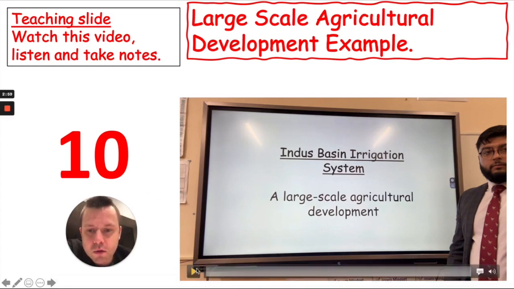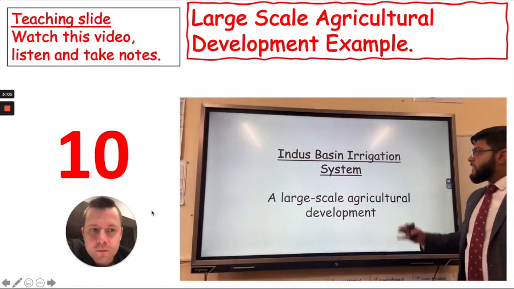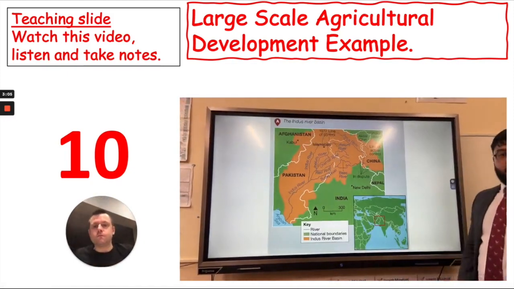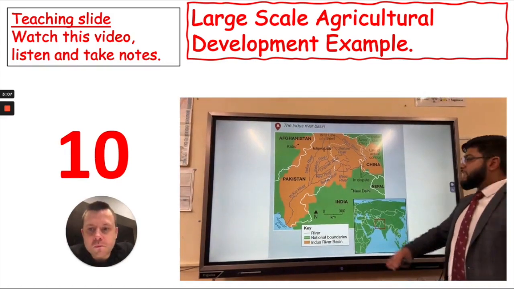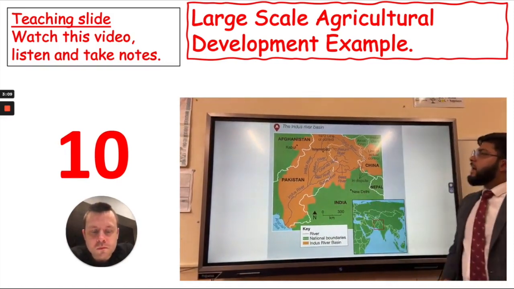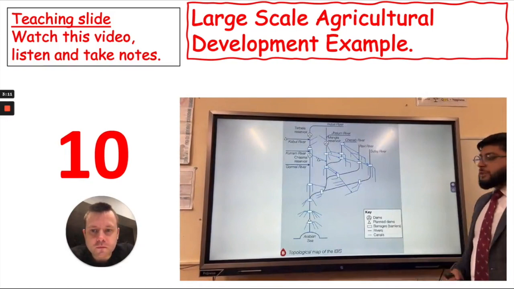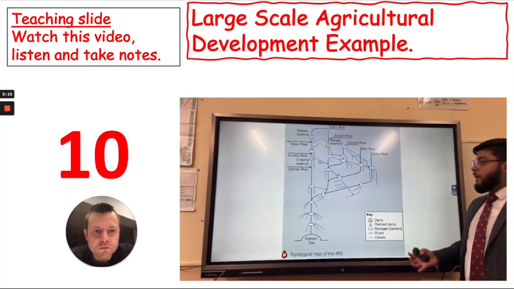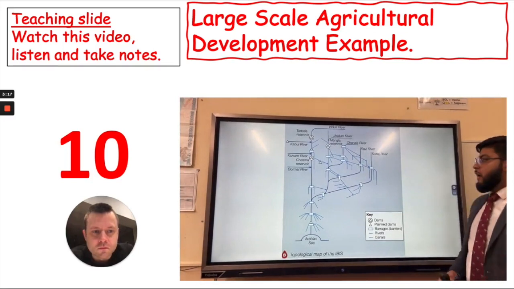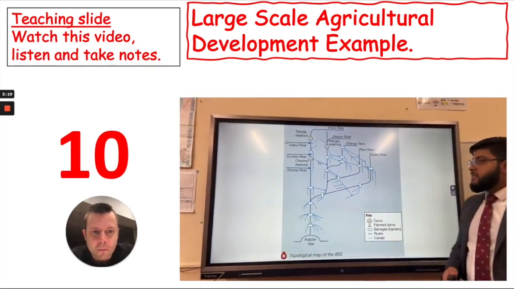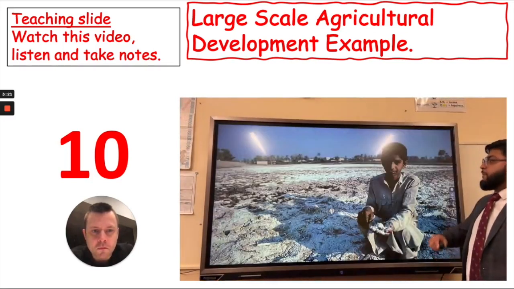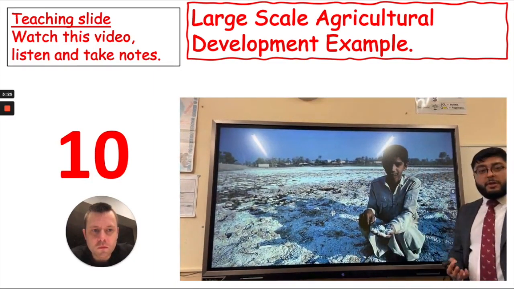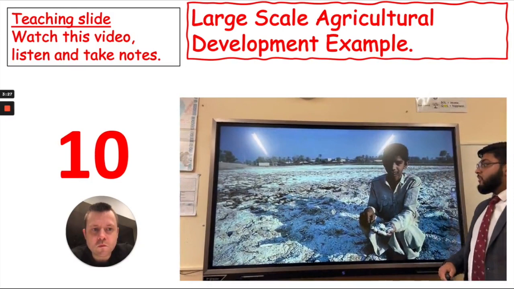Okay, so the Indus Basin Irrigation System is a large-scale agricultural development. Here you can see the Indus River and its basin. It crosses India, Pakistan, China and Afghanistan. In response to food and water security problems, the British government built 64,000 kilometres of canals and 3 dams with reservoirs. This was in response to the problem of salinisation, with soil becoming too salty to grow crops.